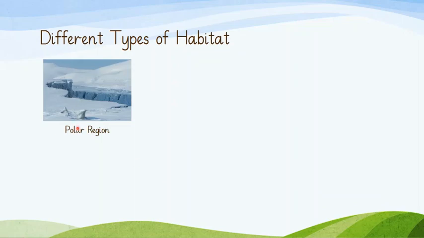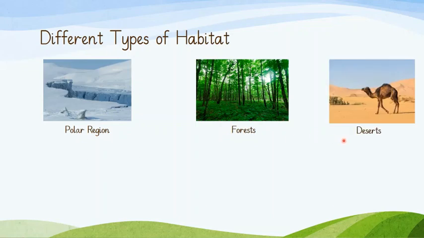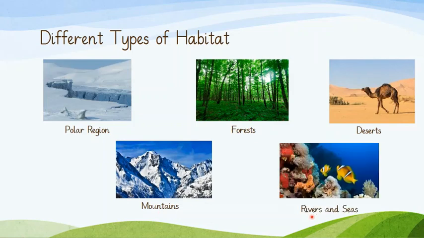So these are the different types of habitat. First is the polar region that we have gone through a bit. The second one is forests. The third one is deserts. Number 4 is mountains. And number 5 is rivers and seas. All these different places have different types of living things in them. These living things cannot survive if you take them to other places. For example, camels will not survive in mountains, and fish will not survive in deserts.